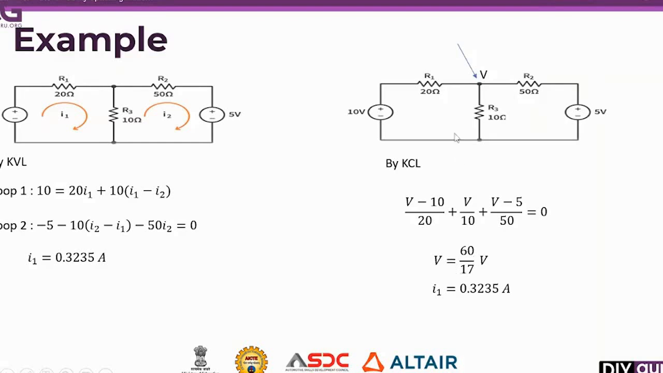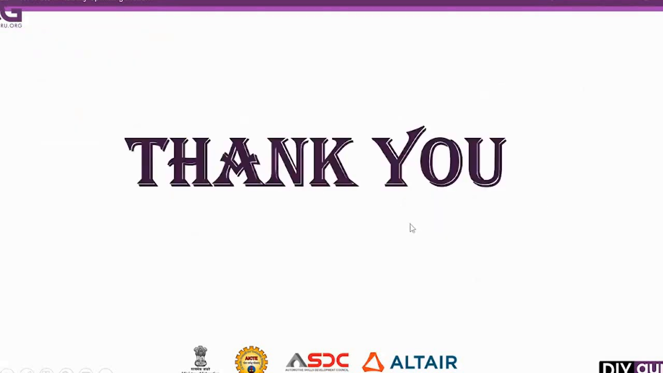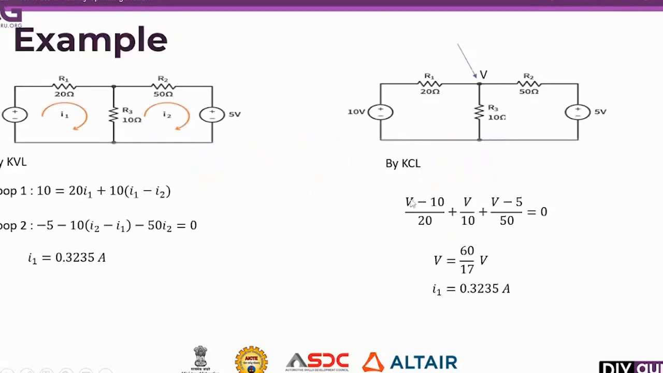Now we know the voltage value. Now we want the current I1. This is the current I1, the current flowing in the first loop. What is the current here? We are considering (V minus 10) by 20. So you just apply the voltage value here. What is 60 by 70? 60 by 70 minus 10, divided by 20. If you simply solve this equation, you will get I1.